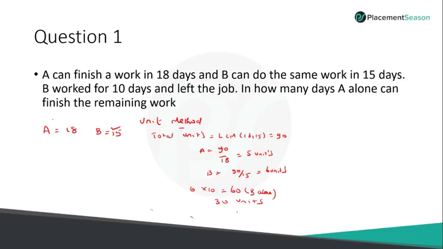Your 30 units will be finished by A in how many days, they're asking. So A can finish 5 units on day 1. In how many days can A finish 30 units? So X equals 6 days. The remaining work will be finished by A in 6 days.